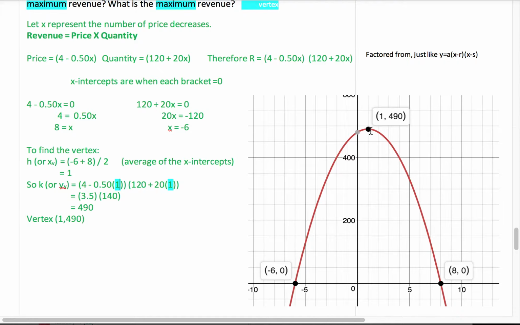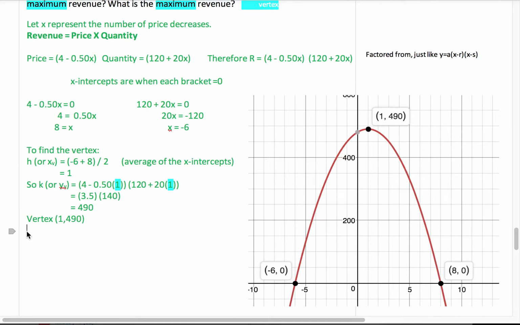Here on the graph you can see that that is the case. So what does 1, 490 tell us? It means that the maximum revenue is 490 and it happens when x equals 1. That doesn't mean the price is 1. Remember, the price is an expression involving x.